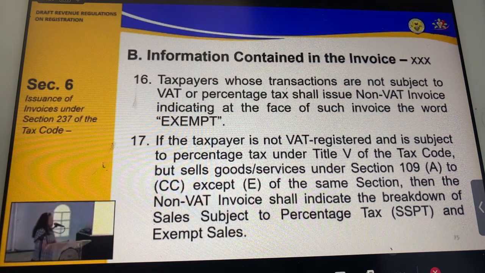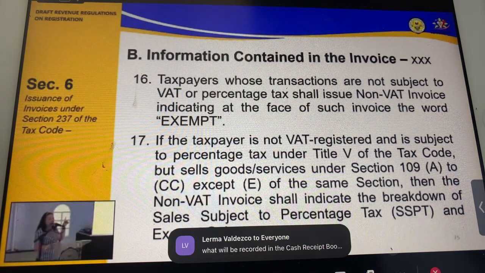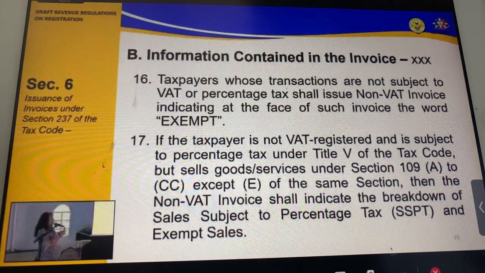Okay. Taxpayers whose transactions are not subject to VAT or percentage tax shall issue a non-VAT invoice indicating on the face of such invoice the word "exempt." Ito po, kung ang transaction ay kunyari agricultural food products, no? Walang percentage tax, wala ding VAT, kahit na magkano pa yan. So, dapat po mayroong word na exempt doon po sa invoice na ipiprint po ninyo.